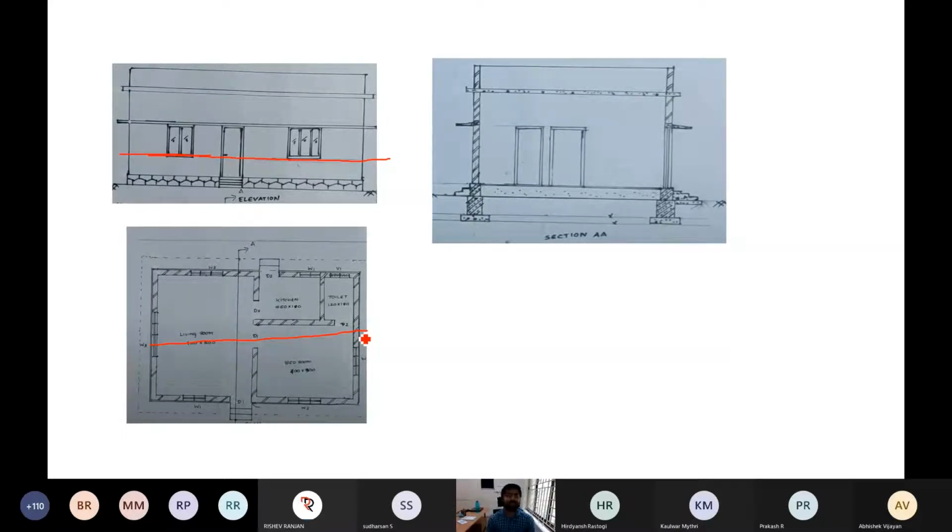Suppose you are taking 1 is to 50. Can you tell me 8.6 meter equals how many centimeters you can draw on the drawing sheet if I take a 1 is to 50 scale? 17.2. 17.2 is fine, no? Is it okay? But we won't be able to draw the rest on an A4 sheet. Did you try or not? That's my question.